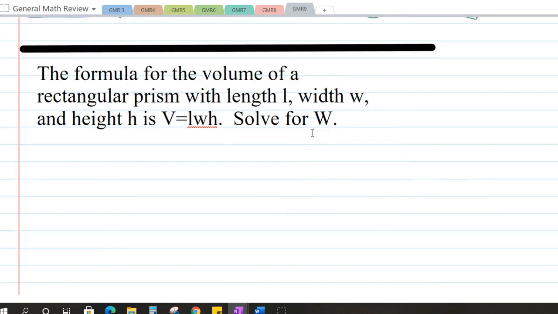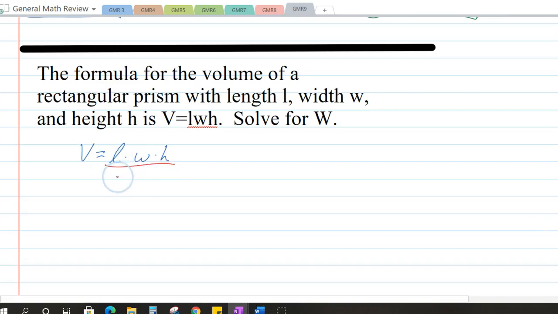Here's a common formula that we see. Volume is equal to length times width times height. We're going to solve for the width. I rewrite my formula. They wanted us to solve for the width. I look at what's happening. It's being multiplied by an L. It's being multiplied times an H. The opposite of multiplying is dividing.